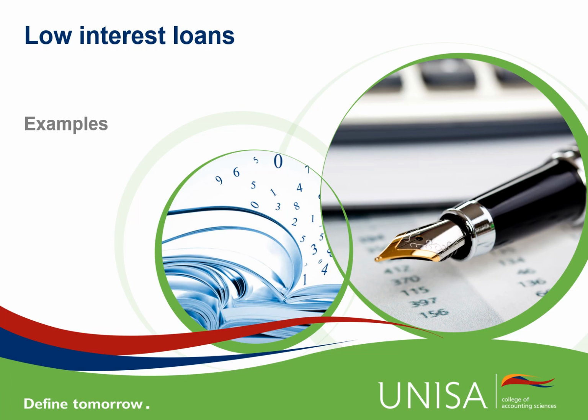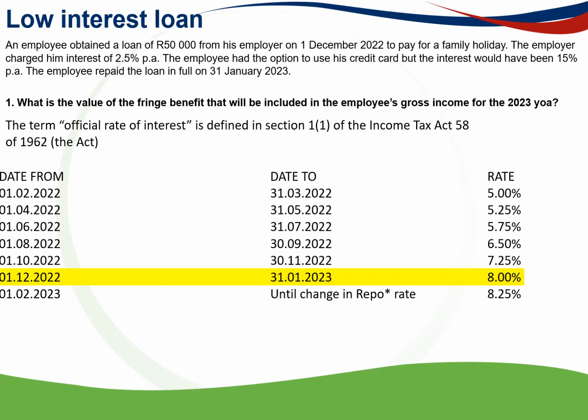Examples of low interest loans. An employee obtained a loan of 50,000 Rand from his employer on 1 December 2022 to pay for a family holiday, and the employer charged him interest at 2.5% per annum. The employee had the option to use a credit card, but then the interest would have been 15% per annum, and the employee repaid the loan in full on 31 January 2023.